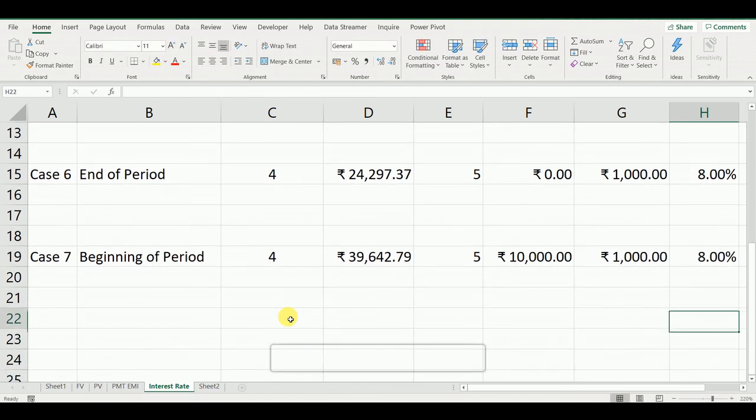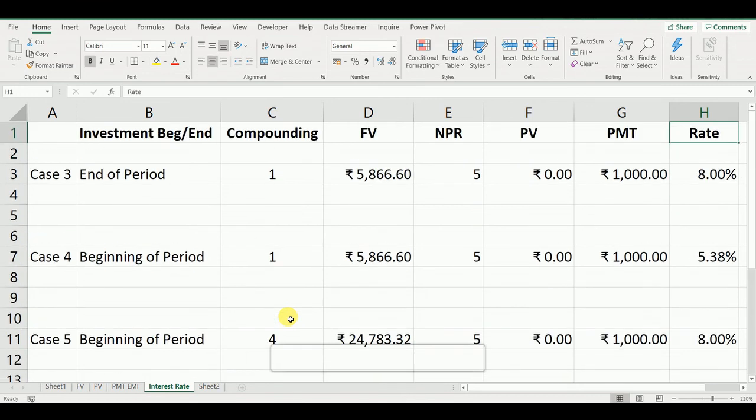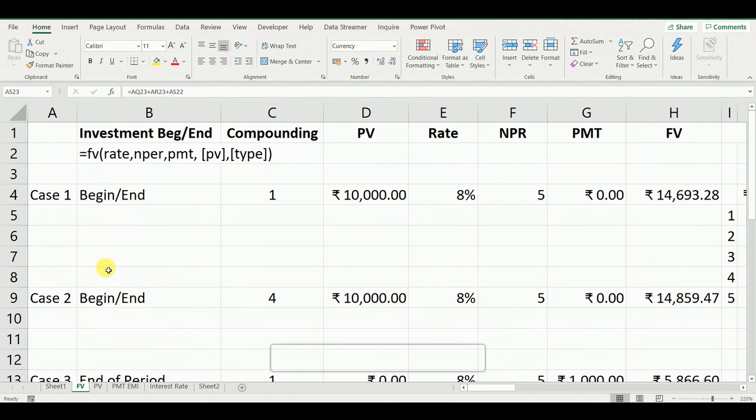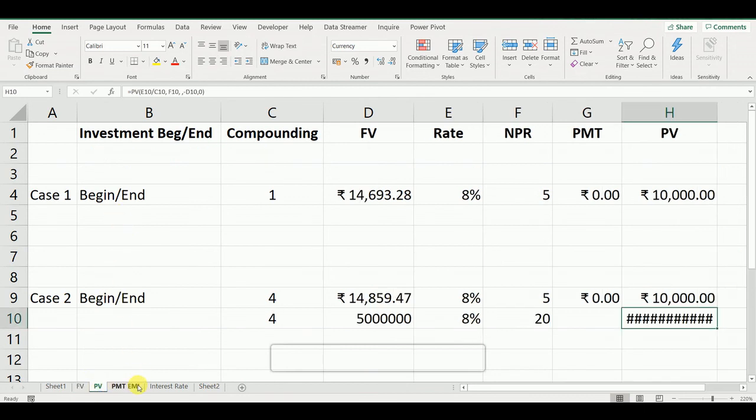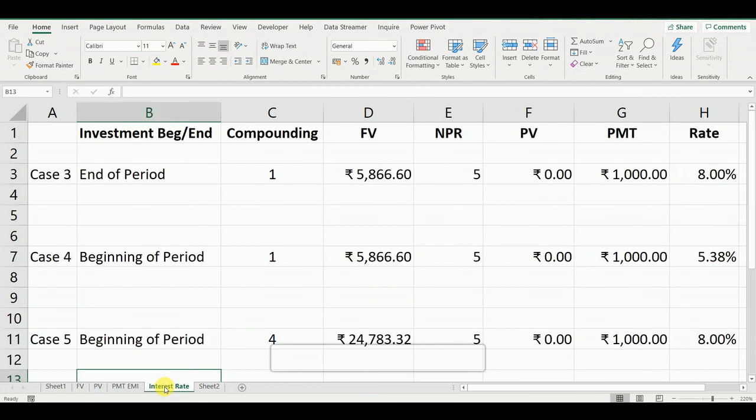So in this scenario, we have covered future value, present value, PMT, and rate of interest. So in our next video, we will cover more financial formulas useful for financial planning and daily life.